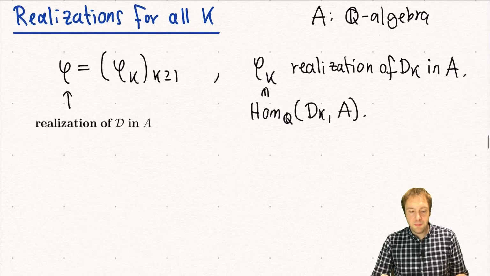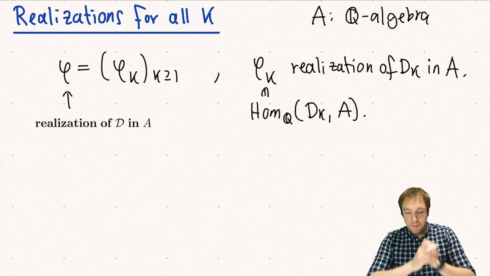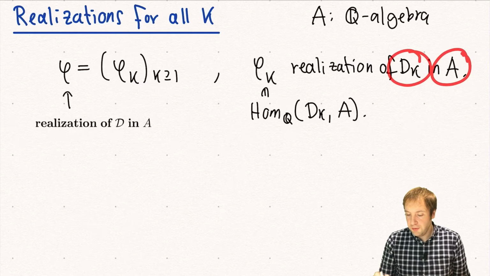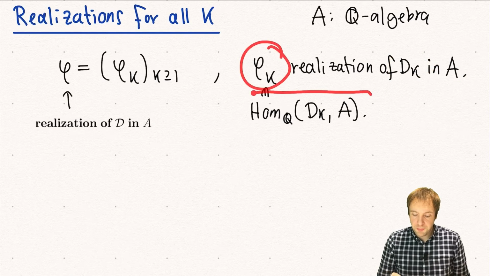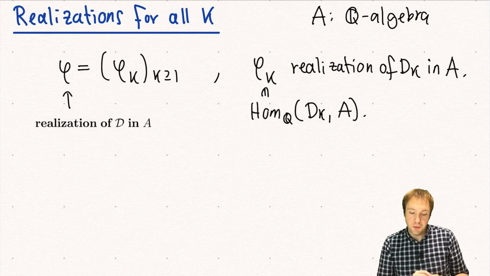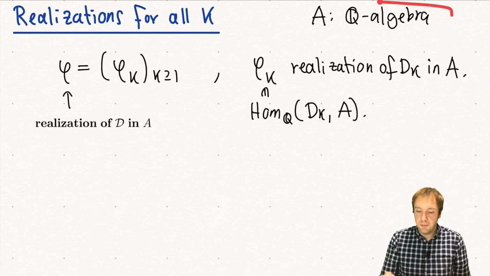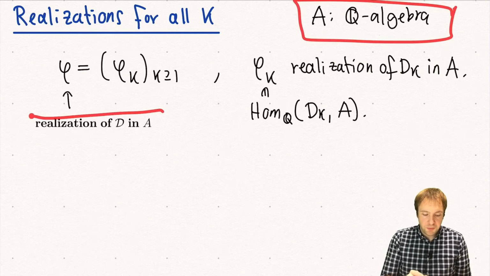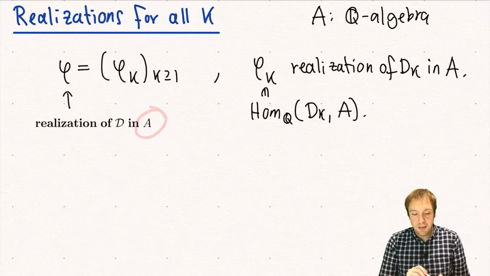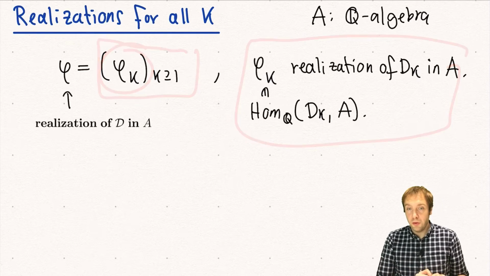Last time we talked about realization of D_k in some vector space A by saying that a realization of D_k in some vector space A is a homomorphism from D_k to A. But now we want to consider all k at the same time, and we will also replace this vector space A by a Q algebra. We say that the realization of D, without a small k, in some Q algebra A is now a collection of these realizations for all weights.